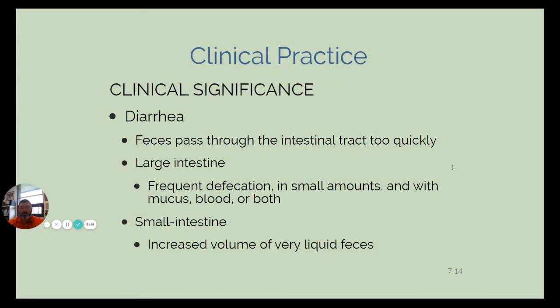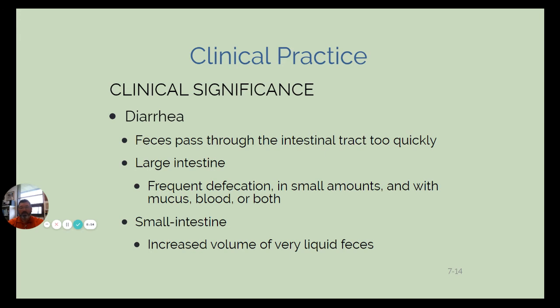All right, a few things for clinical practice here as we start to get towards the end of mini lecture 2, and we think about diarrhea. So feces pass through the intestinal tract way too quickly. We may have some kind of infection that has set in, and we have then frequent defecation, and generally small amounts, may include some blood or mucus, but generally speaking, we have some kind of infection in there.